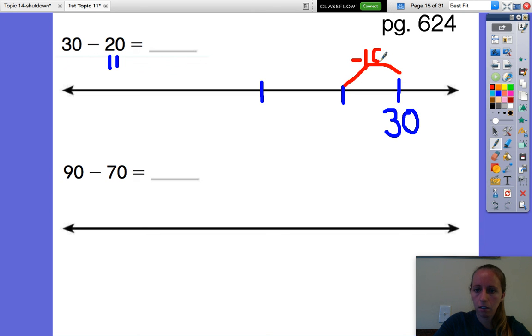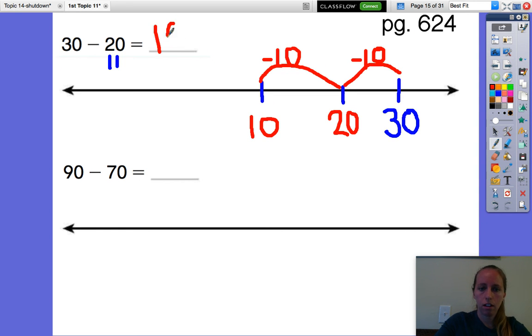10, we get 20, right? 30 minus 10 is 20. And then another group of 10, take away 10, we are left with 10, right? 30 minus 10, 20, and we are left with 10. All right, the last problem that we will do together today is 90 minus 70.